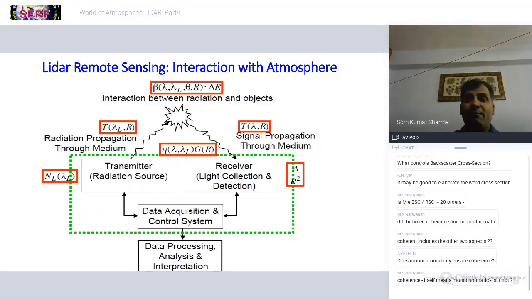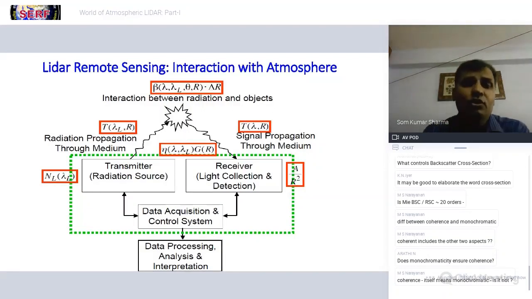Now moving ahead, I am coming to a little more detail on how LIDAR remote sensing interacts with the atmosphere.